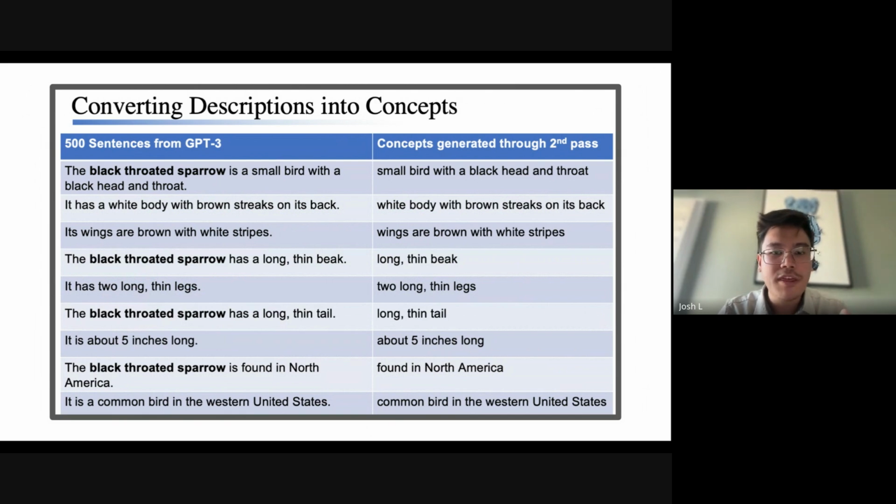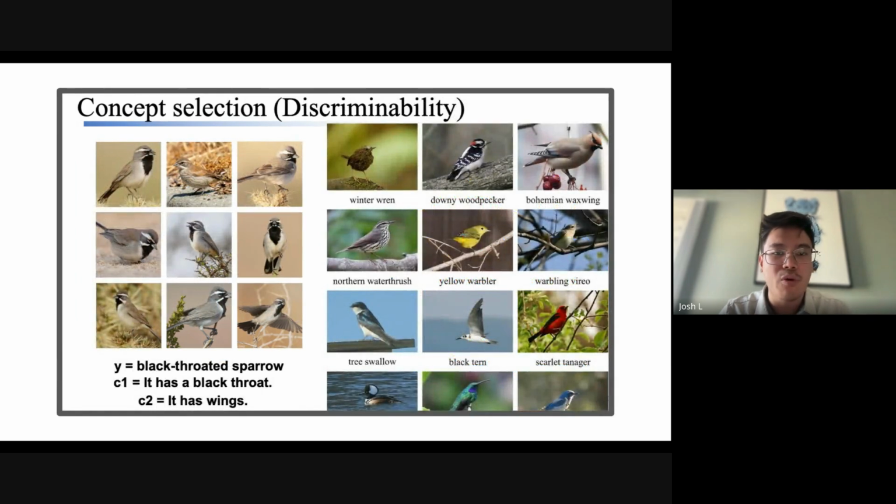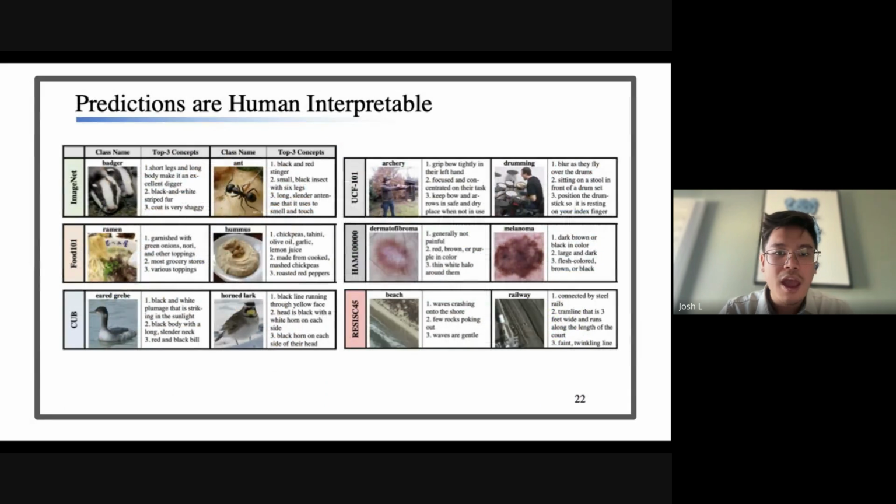And then what they do with these phrase level concepts is that they sort them on visual similarity to gather the phrases that are most similar to the images that you want to label. And then they further process them to only include concepts that have high discriminability with respect to the images that you want to label. And what you end up with at the end of this whole process is that you're able to arrive at these predictions that have some level of explanation.